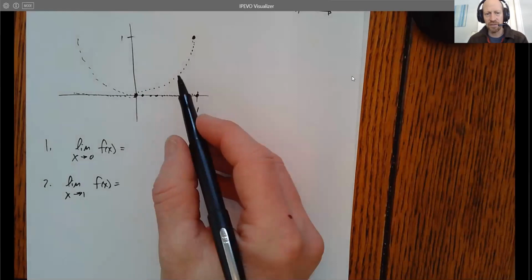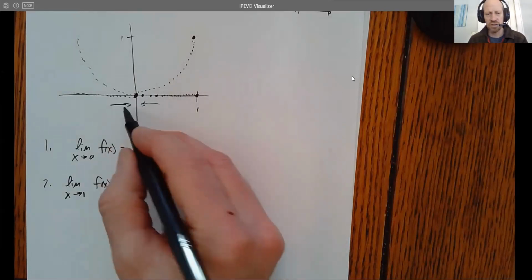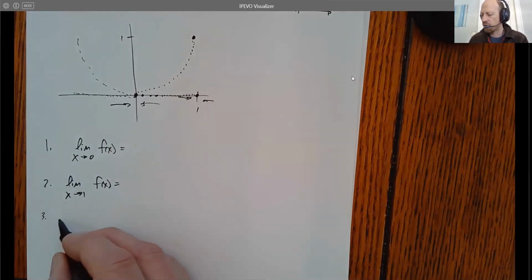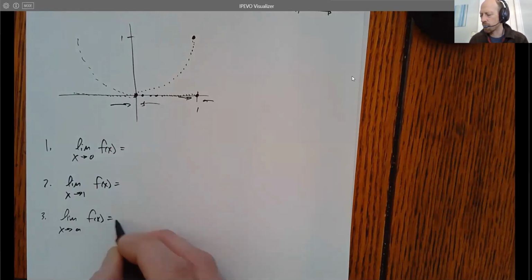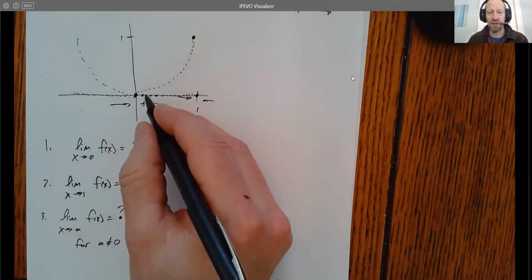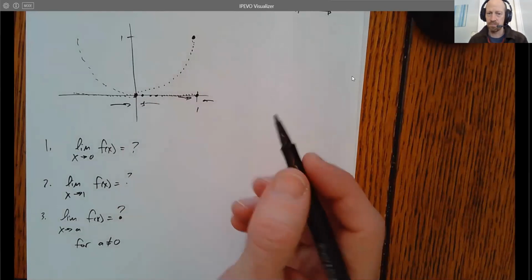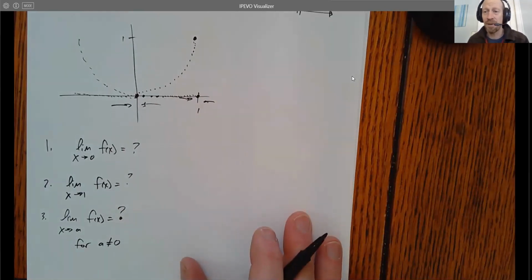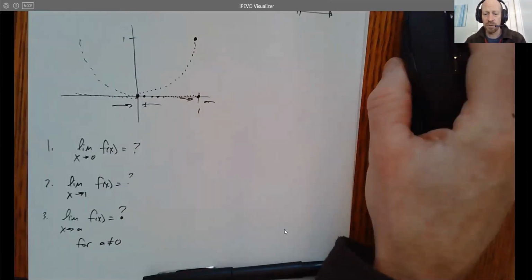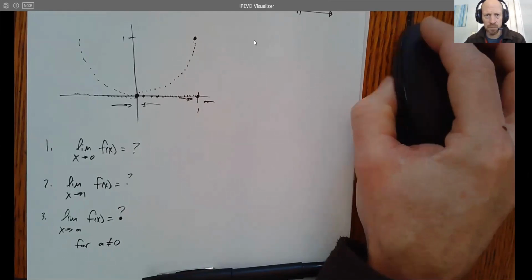So the limit as x goes to 0 of this function, the limit as x goes to 1 of this function, and the third one, what's the limit as x goes to, say, a, for a not equal to 0? So what do you think the limit is for any number that's not 0? You may or may not be able to make much progress on it, but let's just experiment and see if we can come up with some ideas.